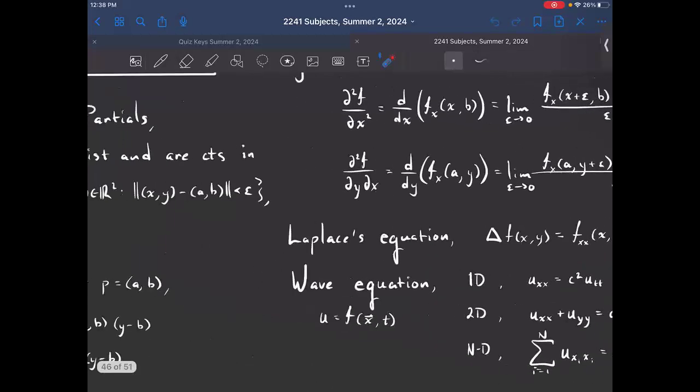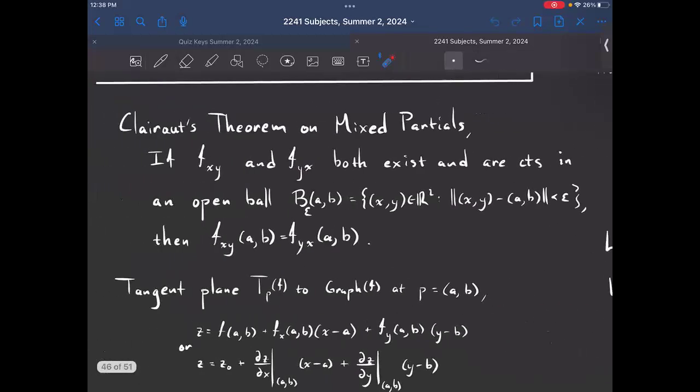All right, let's move on to Clairaut's theorem on mixed partials. This guy's French, his name is pronounced Clairaut. And what it says is if both the mixed partial derivatives exist and are continuous, so these functions, not f being continuous, but the derivatives, are continuous in an open ball, we'll talk about this in a second, then f_xy(a, b) is equal to f_yx(a, b). So basically, you can do the derivatives in either order as long as these conditions hold, that these guys exist and are continuous in an open ball.